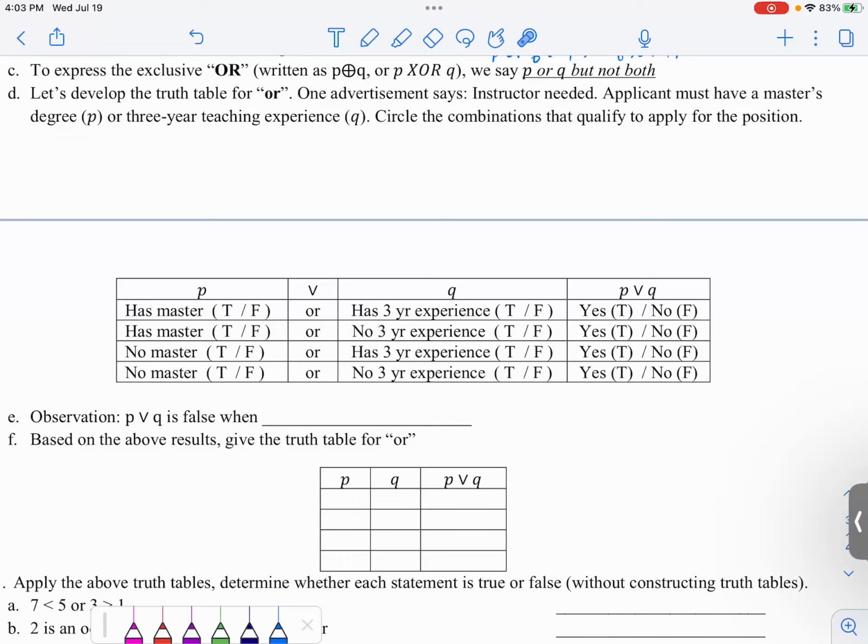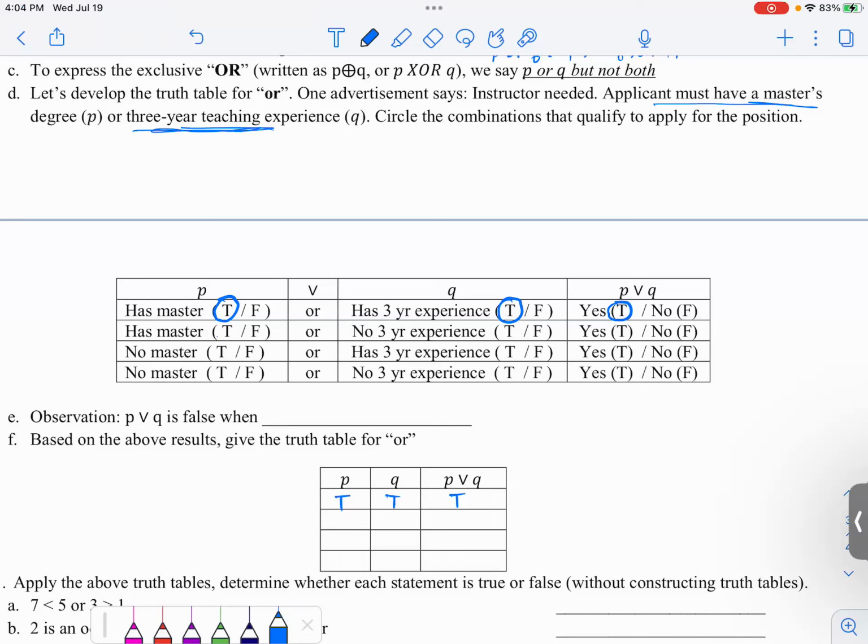So just imagine that you are applying. Suppose you do have a master's degree and you do have 3-year experience. Are you qualified to apply? I believe so, right? It says either master's degree or 3-year experience. You have both, therefore you are qualified to apply. So when they're both true, certainly you are qualified to apply.